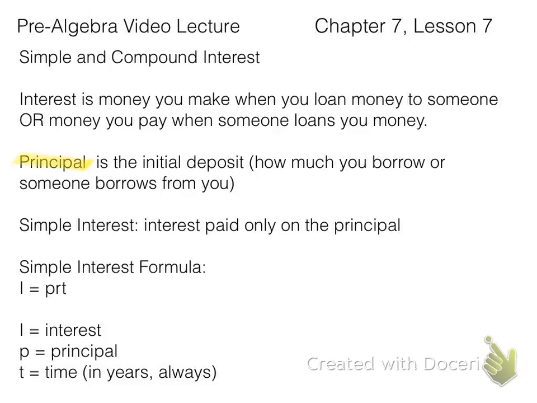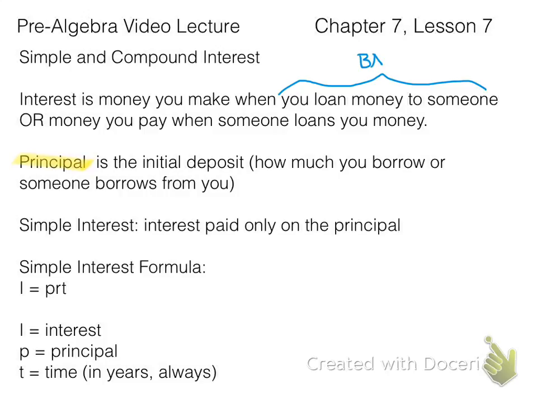I equals PRT, where P, R, and T are all multiplied together. I is the interest, P is the principal, T is time, and it's always in years, and R is the interest rate. R is the percentage, the 3%, the 4%, the 5%, the 6%. Those are all the percentages, and R is always written as a decimal. You should know how to convert a percentage into a decimal by now.